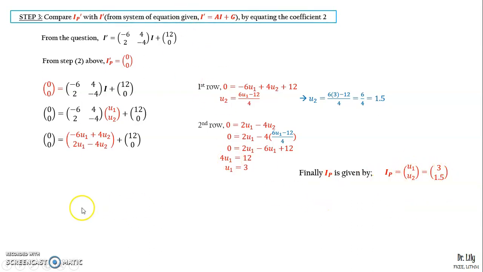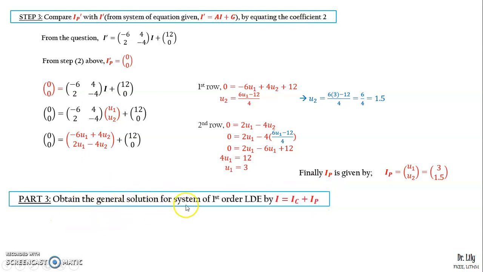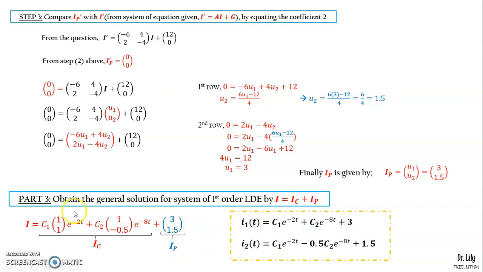So, once you dah dapat IC dan you dah dapat IP, kita boleh obtain general solution for the system of LDE whereby I is equal to IC plus IP. So, you tulis balik, you punya I is equal to, so this is your IC and this is your IP. Okey, atau you boleh juga tulis dalam bentuk persamaan. I1T sama juga dengan C1 eksponen negatif 2T plus C2 eksponen negatif 8T plus 3. And I2T is equal to C1 eksponen negatif 2T minus 0.5 C2 eksponen negatif 8T plus 1.5. Okay. So, ini adalah general solution for I1T and I2T for the circuit given.